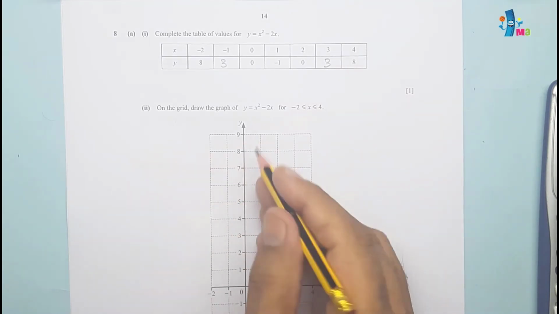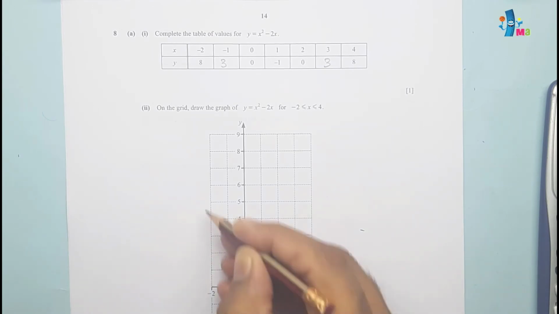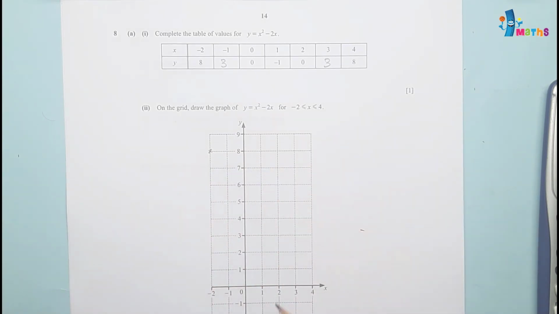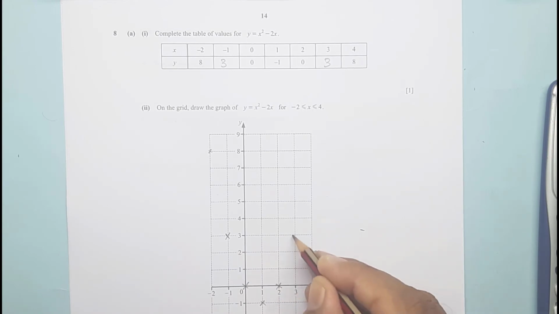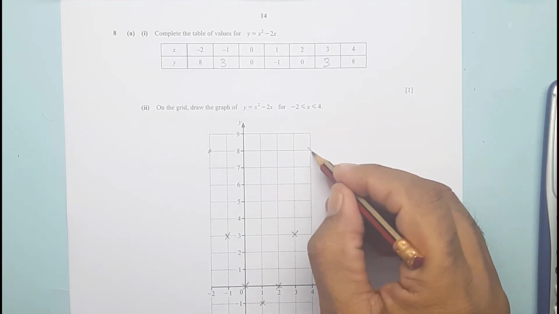Then they are saying draw the graph of this one. So x value minus 2 and 8 will be this point, and minus 1 and 3 will be this point. We'll mark this point. Then 0, 0 is origin, then 1 and minus 1, then 2 and 0, then comes 3 and 3, then the last point is 4 and 8. So 4 and 8 is this one.